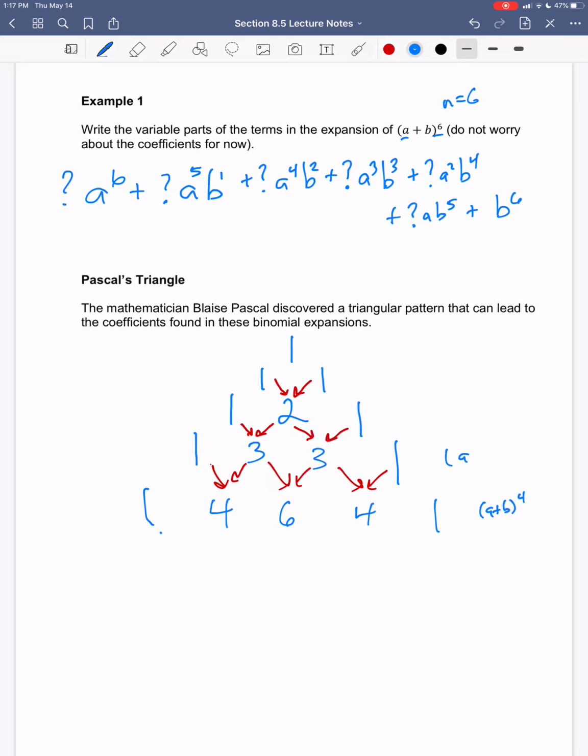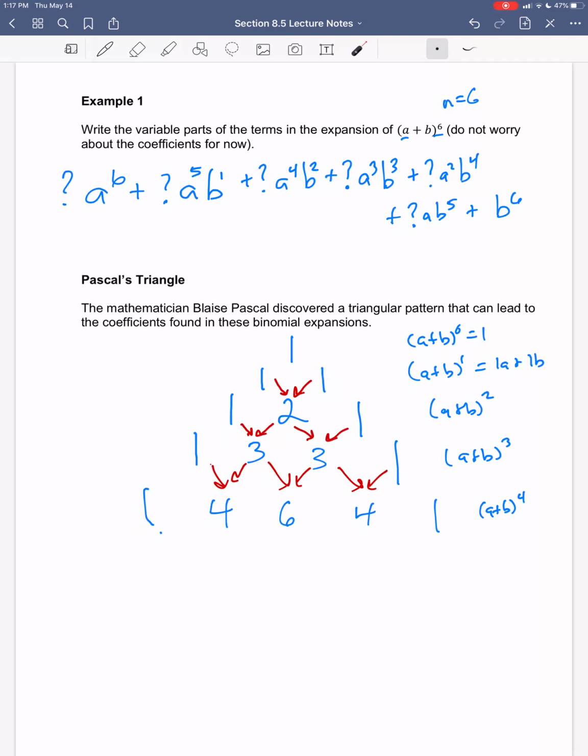This is actually (a + b) to the third. This is (a + b) to the second. This would be (a + b) to the first, right? Because that's just 1a + 1b. And this is really (a + b) to the 0. Anything to the 0 power is 1, right? So I've got (a + b) to the 0 is 1. (a + b) to the first is just a + b.